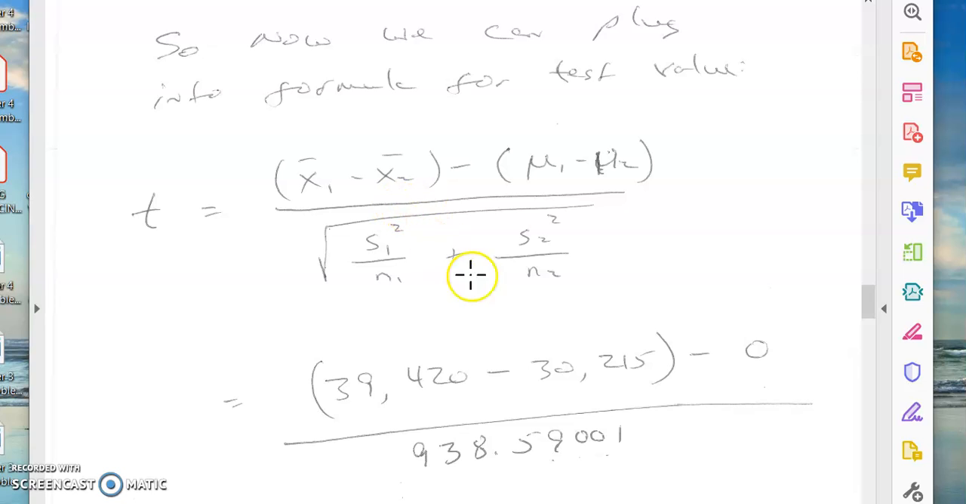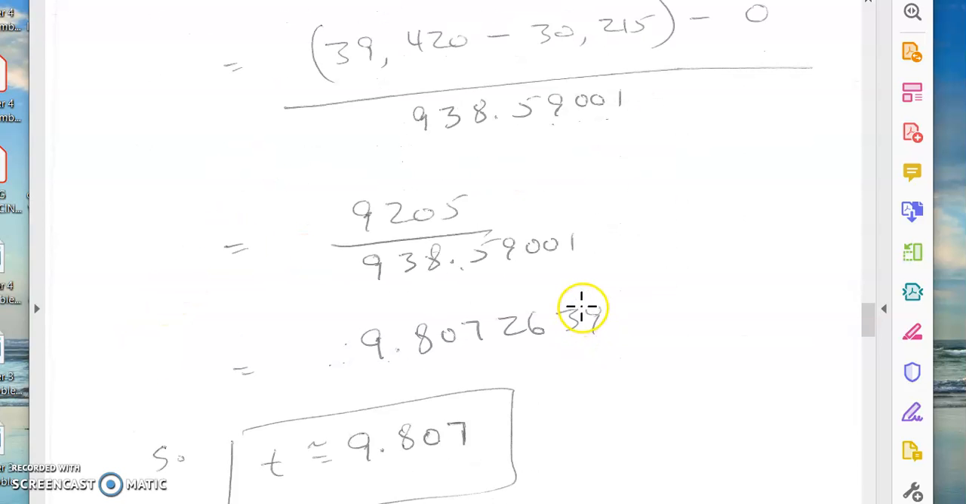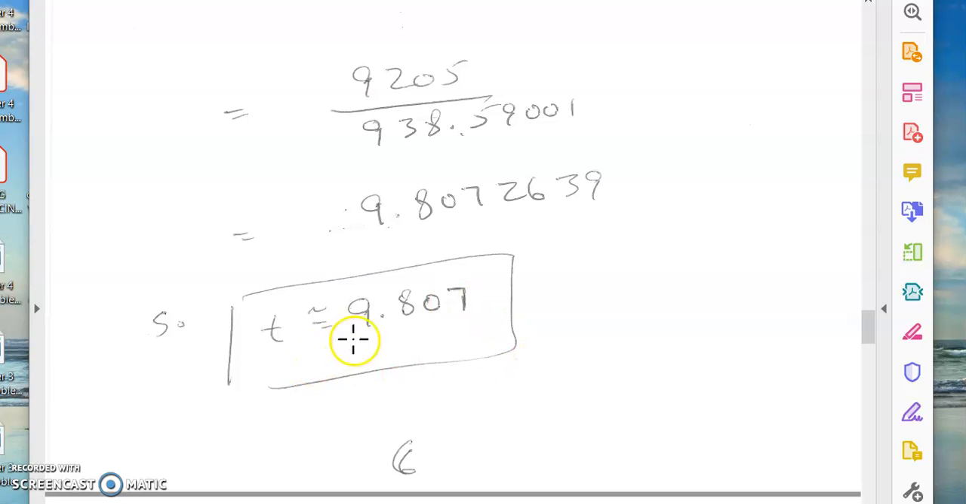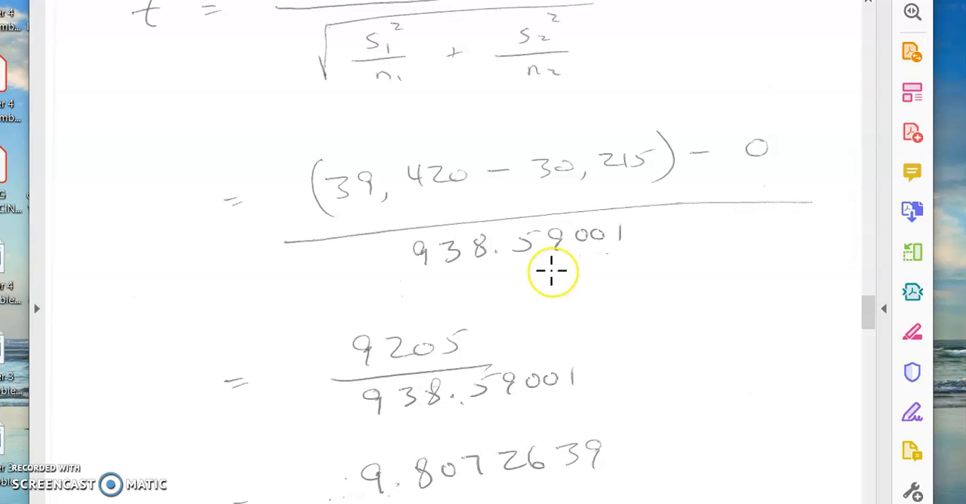So my advice is do it the way I've just now shown you: separate paper, calculate them out and then plug them in. It may seem like it takes longer, but in the long run, you will save time. So you plug everything in, get your handy dandy calculator out, and there it is. T is equal to 9.807. That's a positive 9.8.